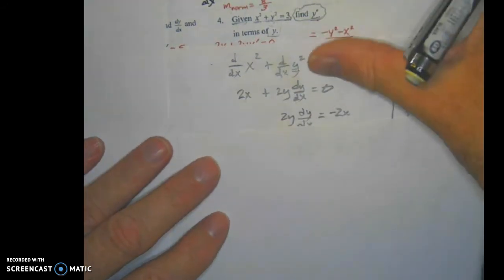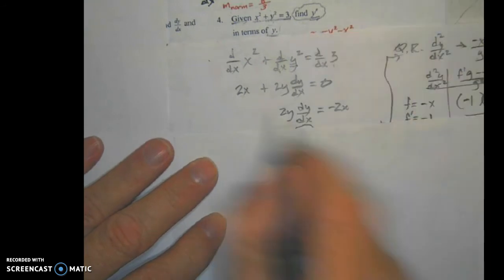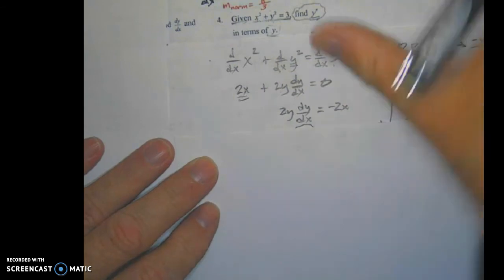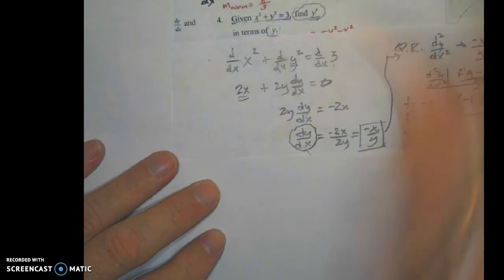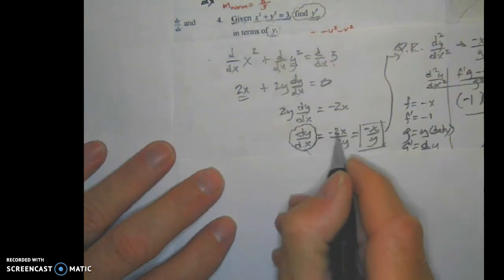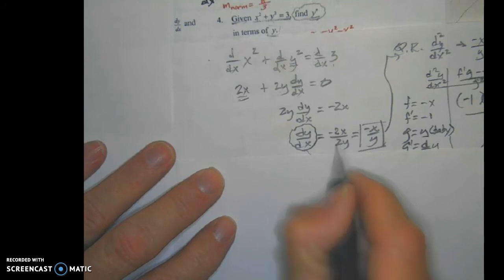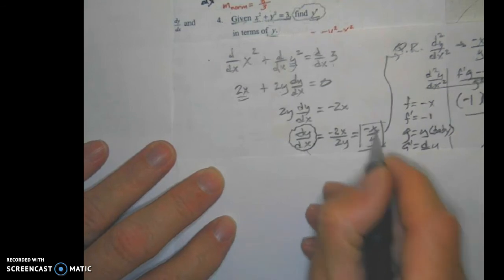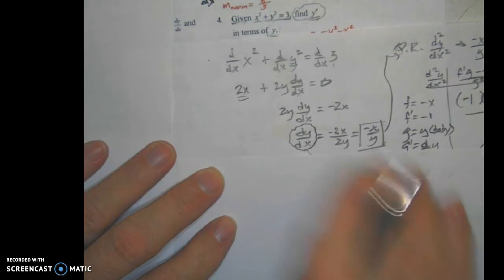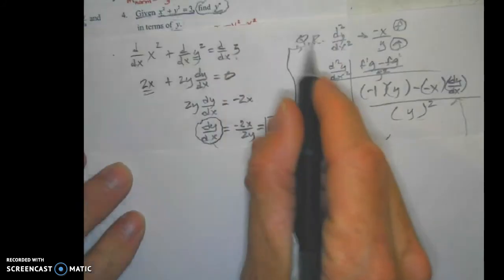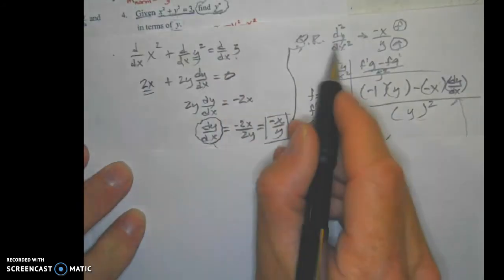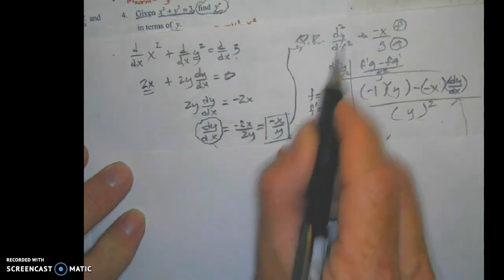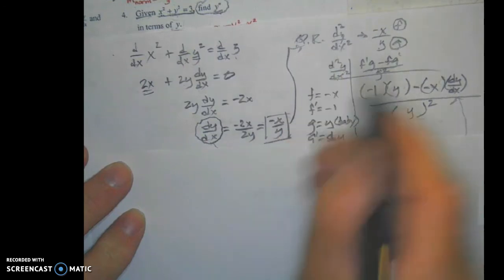Our next step is to begin to isolate dy dx. So I took my 2x and moved it to the other side. Then I divide by 2y, and I now have the derivative of y with respect to x. It's negative 2x over 2y, or simplified, which you should do, negative x over y. Now we have to take the derivative of this to get the second derivative. To do that, we're going to use the quotient rule. The way I write it is d squared y dx squared as the notation for the second derivative of this function.